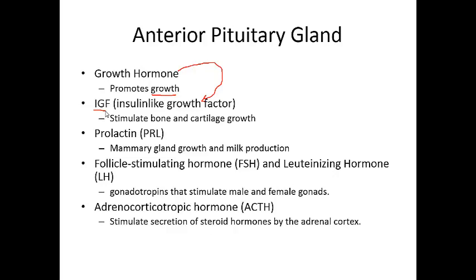Another tropic hormone released by the pituitary gland is called prolactin. Prolactin travels from the anterior pituitary to the mammary glands and helps to stimulate milk production along with oxytocin.